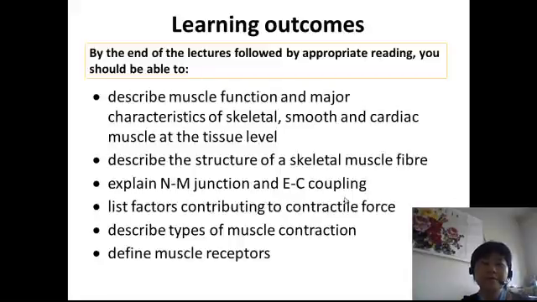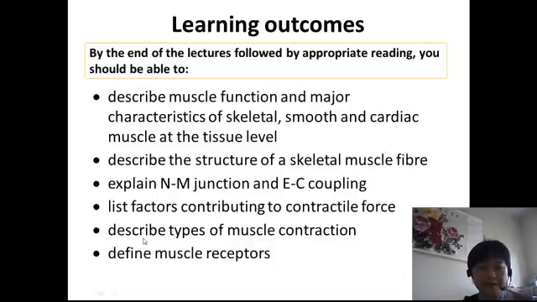The purpose of the lecture is to describe muscle function and major characteristics, including skeletal muscle, smooth muscle, and cardiac muscle at the tissue level. Also, we would like to describe the structure of a skeletal muscle fiber. Then, briefly, we would like to introduce the neuromuscular junction and excitation-contraction coupling.